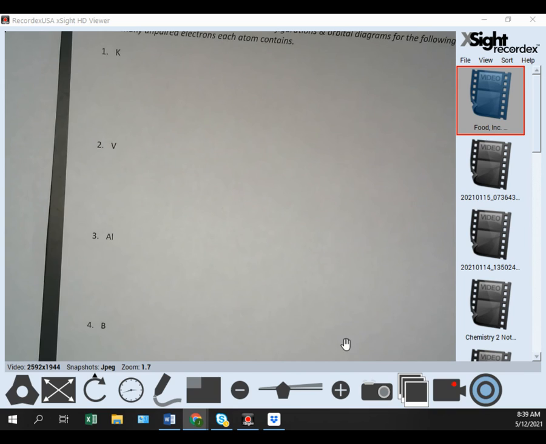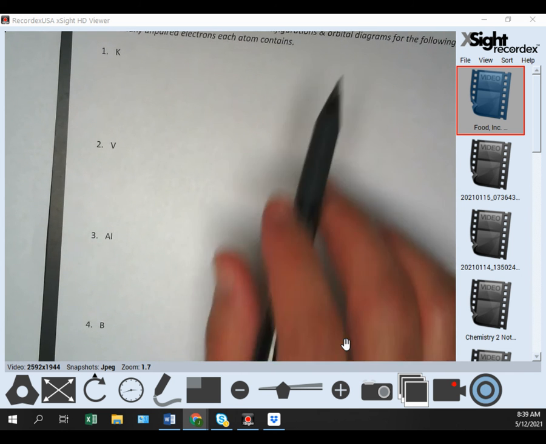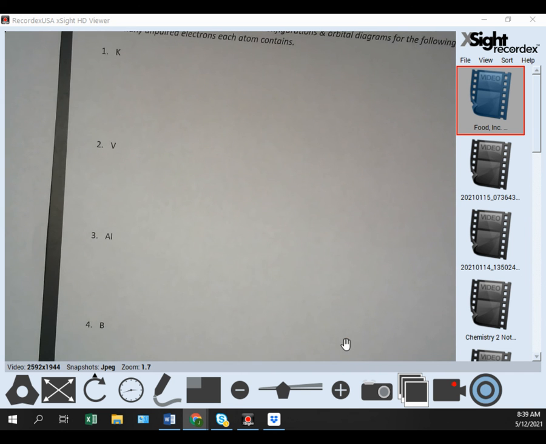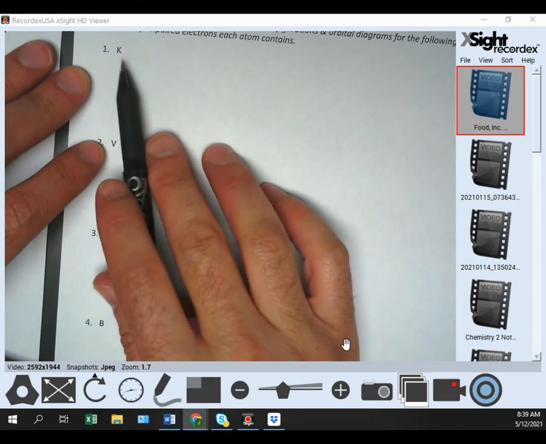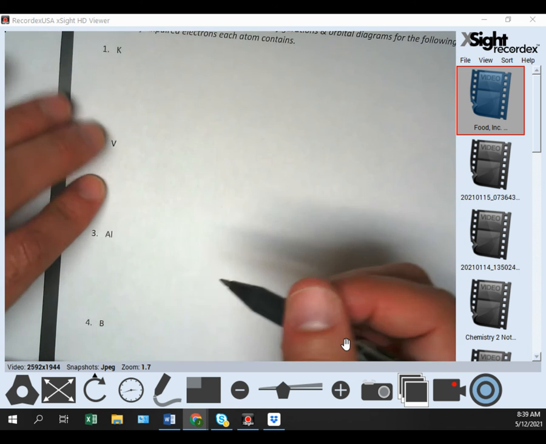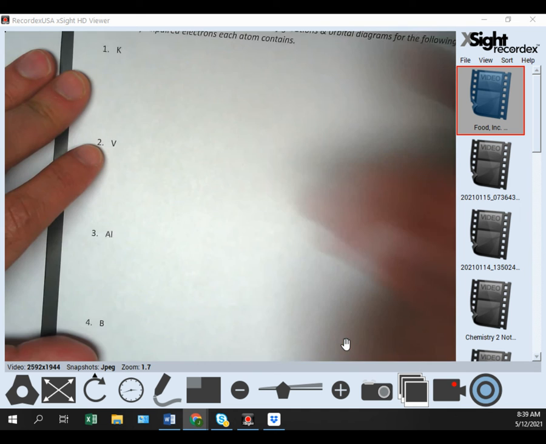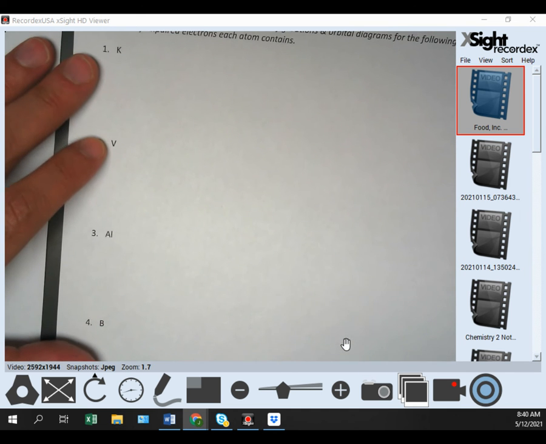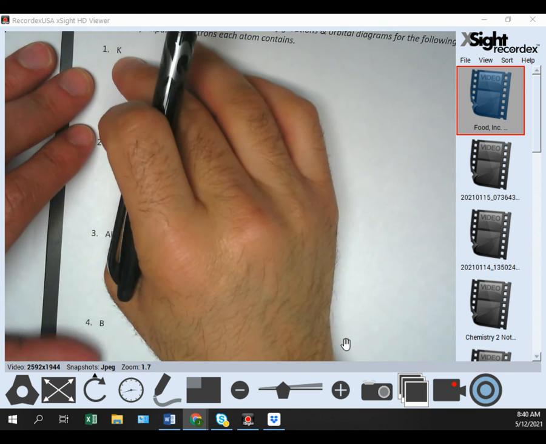So what you're going to do, to save you guys time, is what I call a combined electron configuration orbital diagram. That's basically where we're putting the two together. Okay, and I'll show you what I mean by that. So number one with K, potassium, how many electrons does potassium have? Good. It's the same as the atomic number as long as there's no charge.